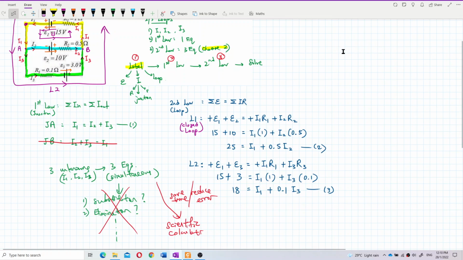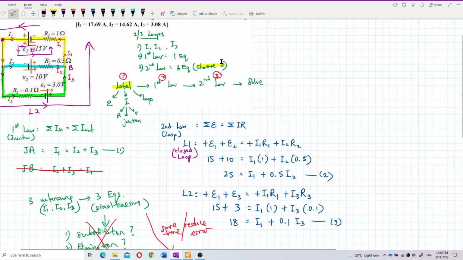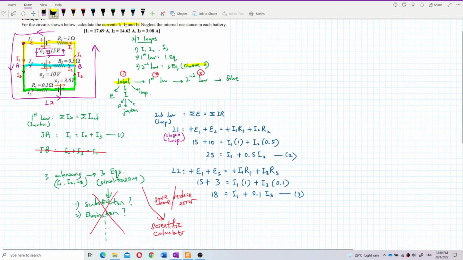And what are the steps to do it? I'll show you now. Very easy. What you have to do is, now you have three equations. You see that? Here you have one equation, here the second equation, and here the third equation. So you have three equations here. How do we work with these three equations? We use a scientific calculator.